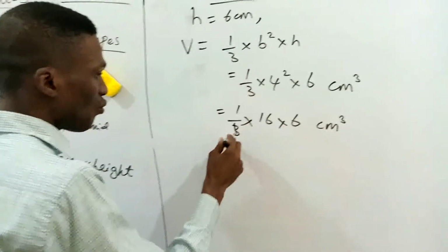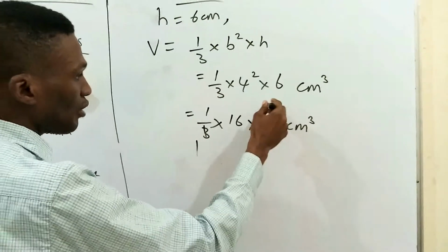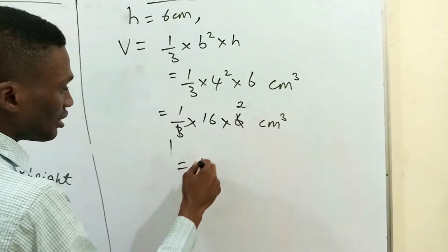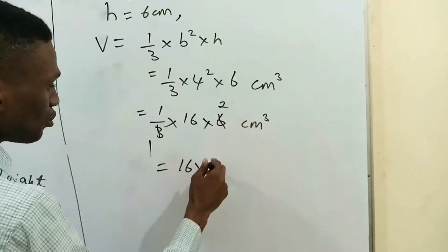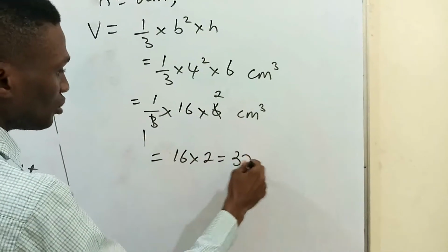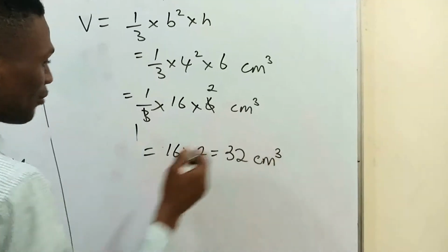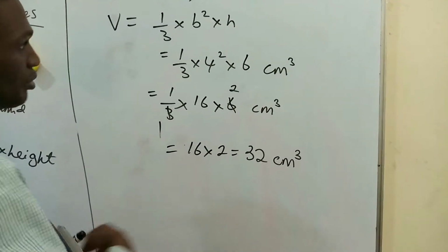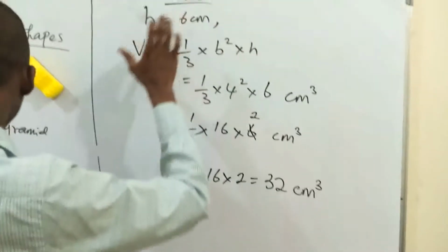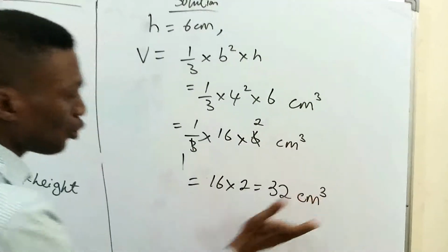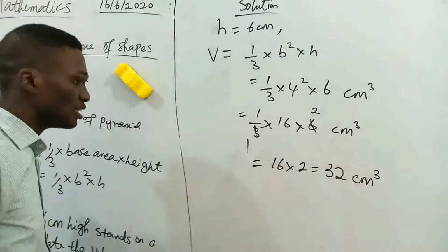3 will cancel itself one time. Into 6 we have 2 times. So you are left with 16 times 2, and that will give us 32 cm cubed. Remember, we are looking for volume, so it should be in cm cubed since we have our height and other dimensions in cm. So the volume should be in centimeter cubed.